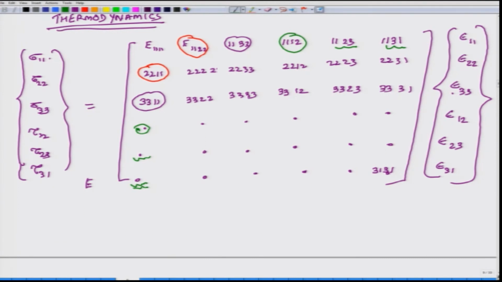So, a 6 by 6 matrix initially had 36 independent constants, but now because of symmetry, the total number of constants drops down to 21. Why is it 21? Because there are 6 independent constants in the first row, 5 independent constants in the second row, 4 in the third row, plus 3 plus 2 plus 1. If you add this up together, it is 21. So, this is the final answer.